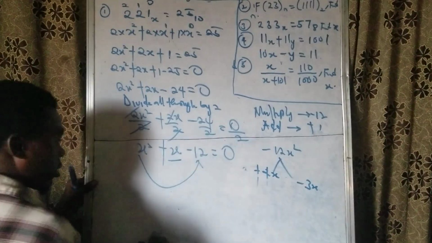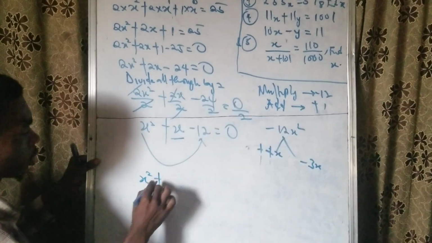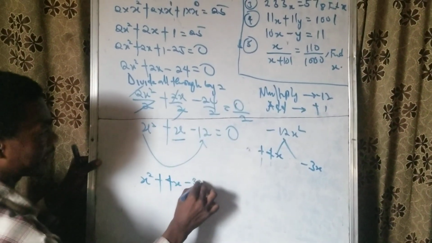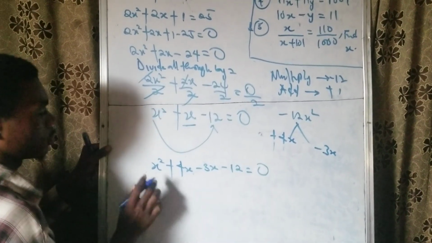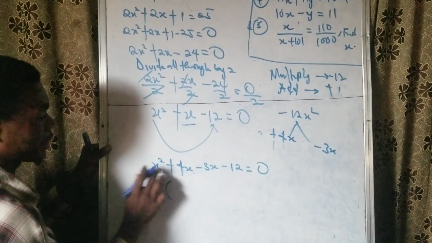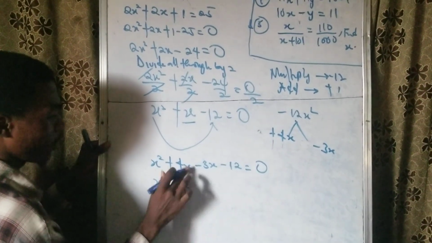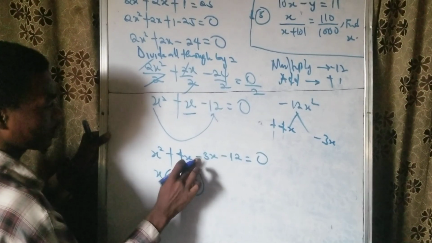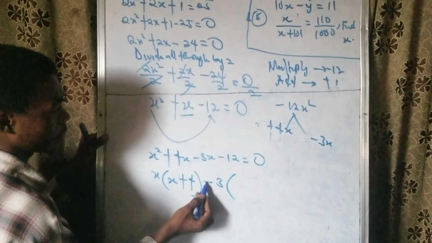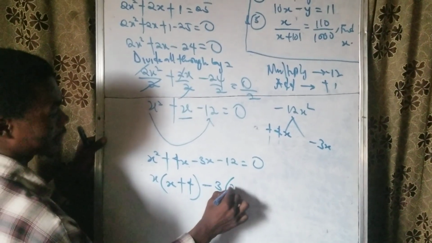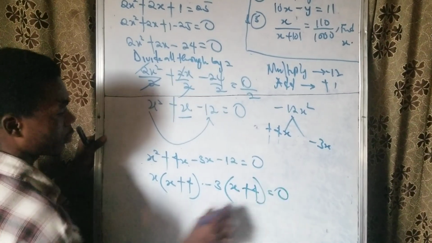So now, let's continue from here. We'll be having x squared plus 4x minus 3x minus 12 equals 0. So here, x into bracket, since x is common in both. X squared divided by x, x. What's the sign here? Plus. 4x divided by x, that's 4. What's the sign here? Minus. What's common in both sides? That's 3. Minus, cancel minus. 3x divided by 3, that's x. Minus times minus, that's plus. 12 divided by 3, that's 4. Equals 0.